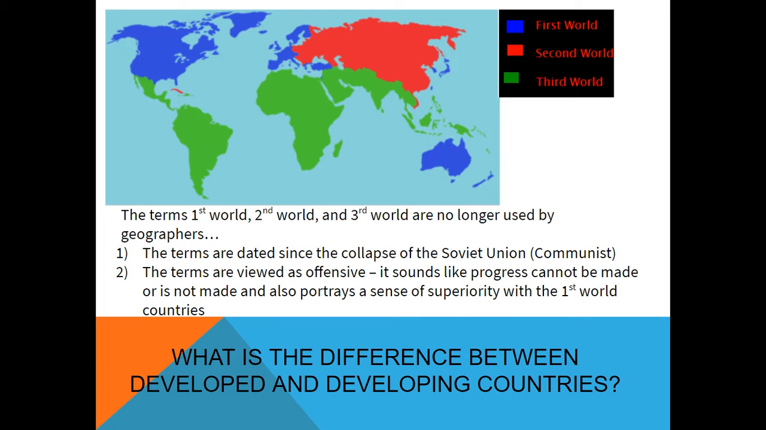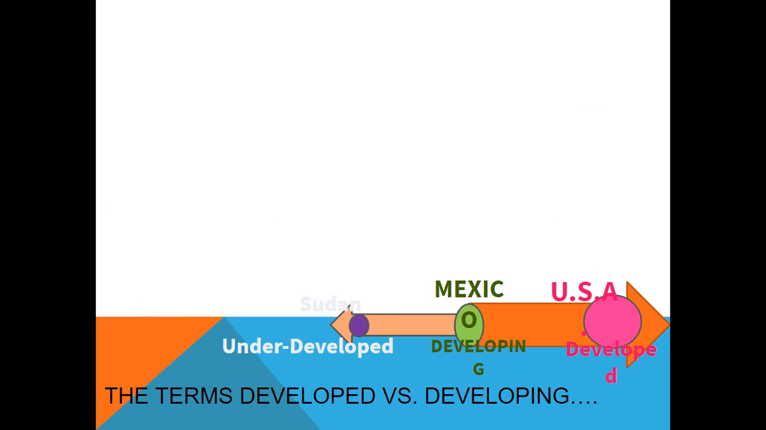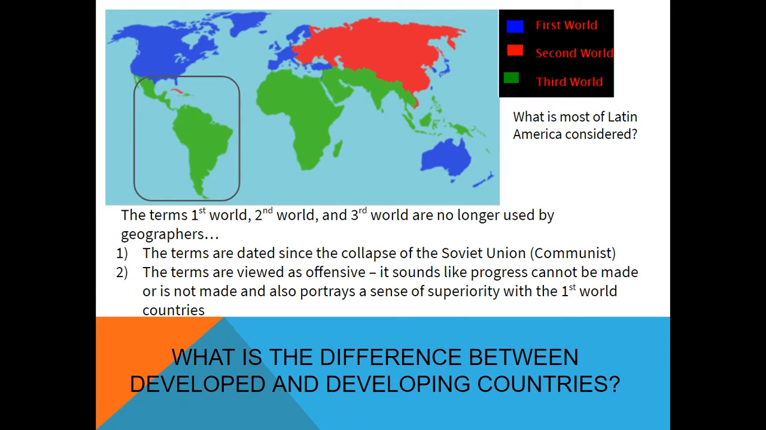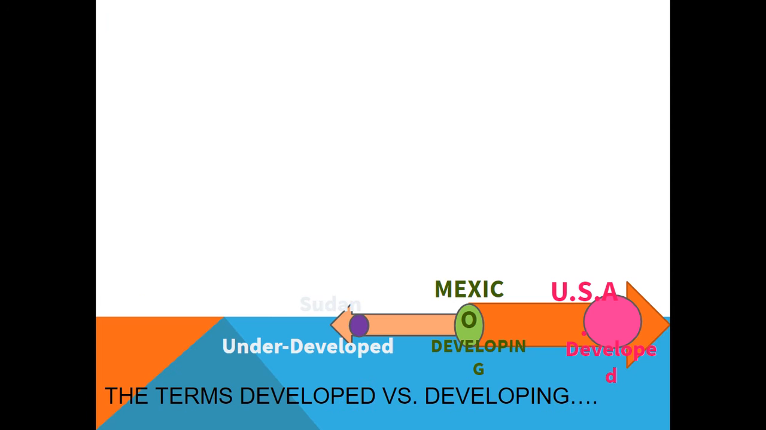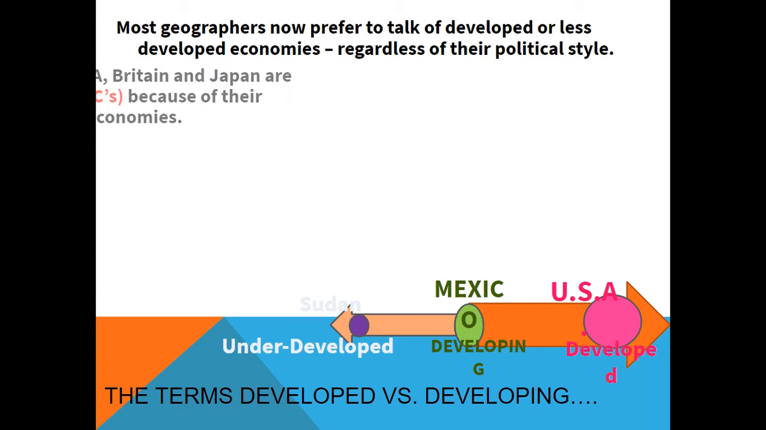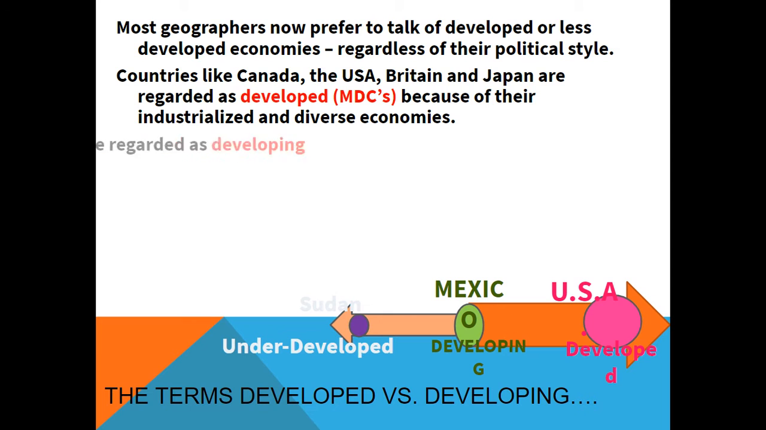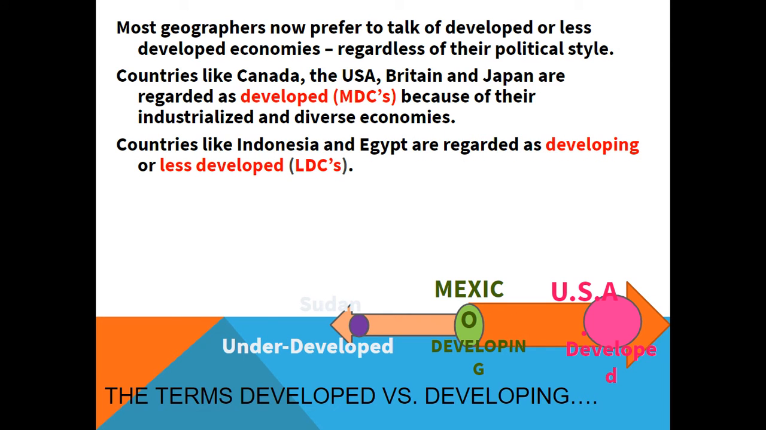skip through this slide, kind of just summarizes what I just said. It's deemed as offensive to these third world countries. Third world, it's like this third place. This third place that's far below the first place countries. Says what is most of Latin America considered at the time? They're considered mainly third world countries. So what the geographers do today, the terms that we use, developed and developing.